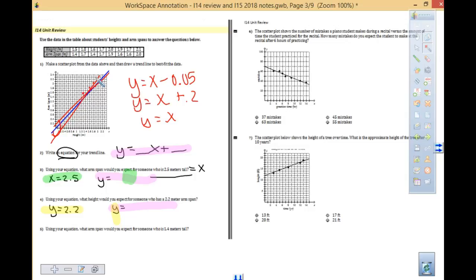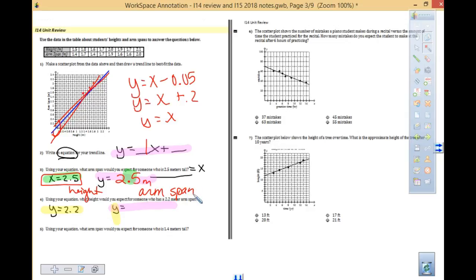So if you had y equals 1x or one of these equations, remember, this is an estimate, so you can use y equals x. This question says use your equation. So y equals, instead of x, we're going to put 2.5. 2.5 was your height, and you are asked for your arm span. We'd say it's 2.5 meters for our arm span.